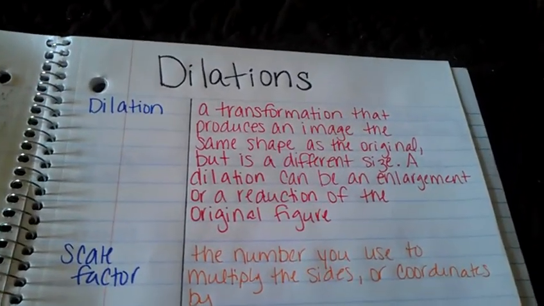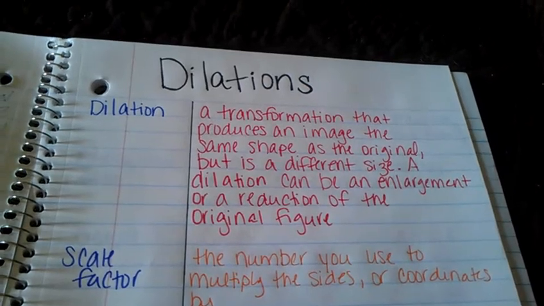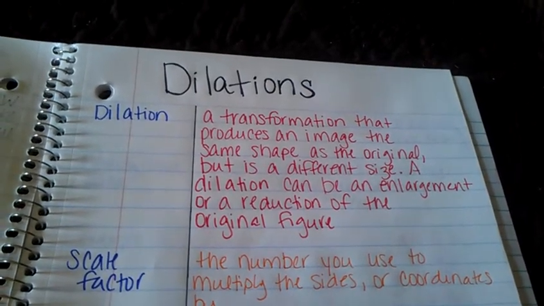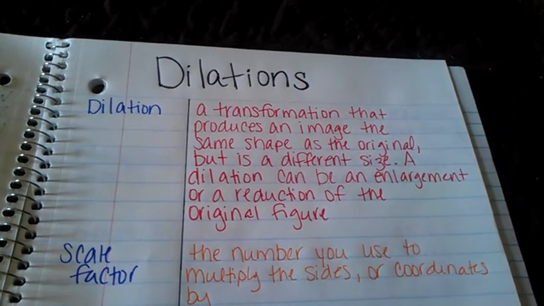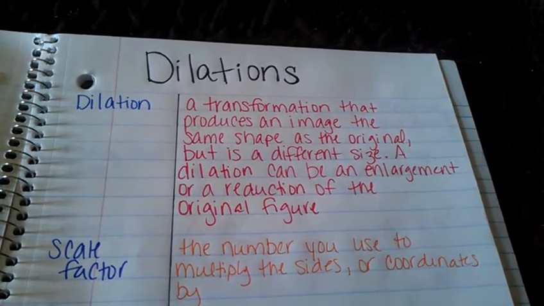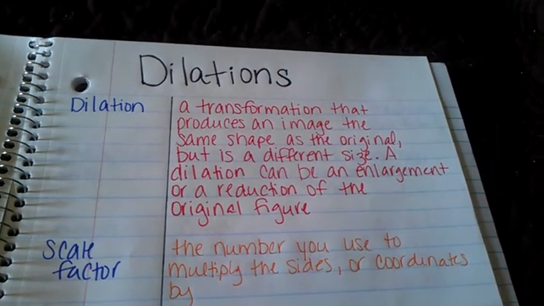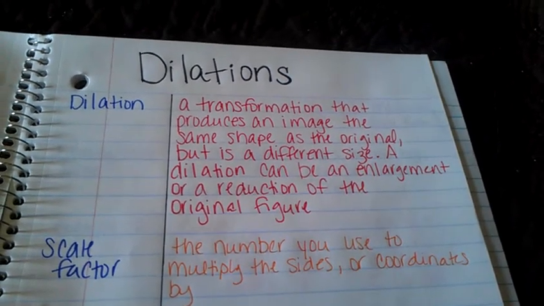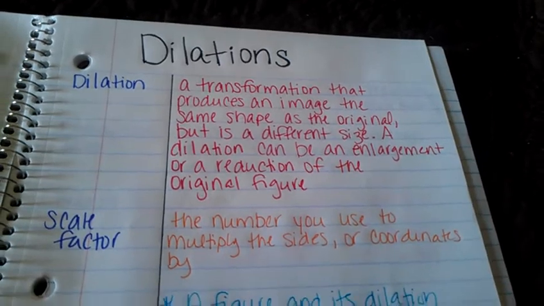Dilations. A dilation is another type of transformation. We've already talked about two of them. The other transformations that we talked about are a translation, which is a slide, and a reflection, which is a flip. A dilation is a transformation that produces an image the same shape as its original, but it's a different size. A dilation can be an enlargement or a reduction of the original figure.